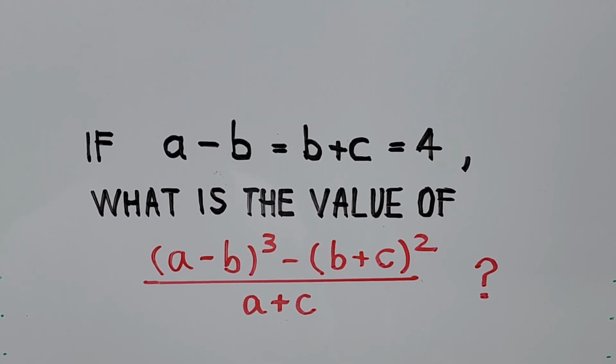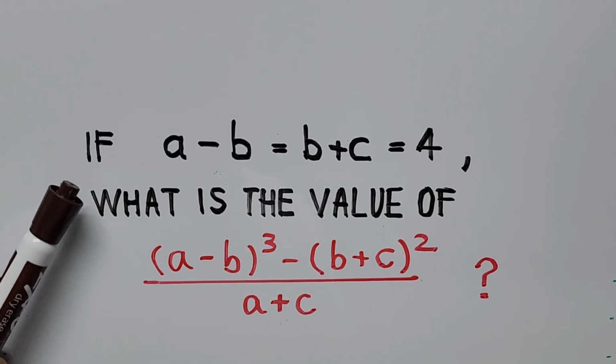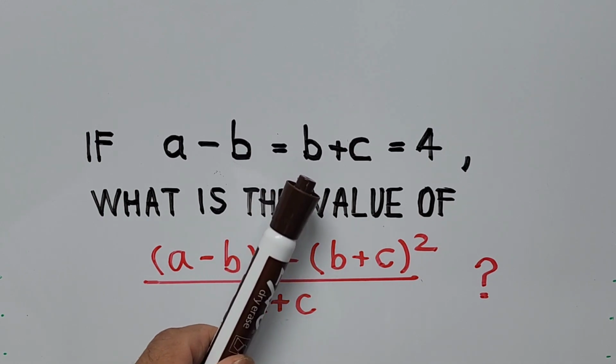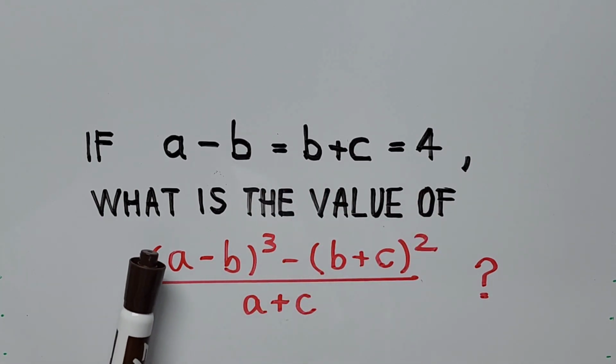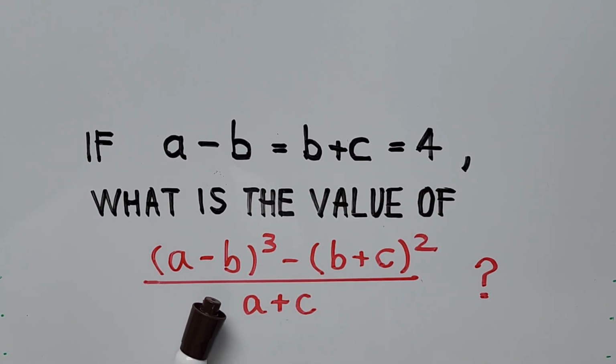Hello everyone, we have here a nice algebra problem similar to one of those SAT problems. If a minus b equals b plus c equals 4, what is the value of (a minus b) cubed minus (b plus c) squared, divided by a plus c?